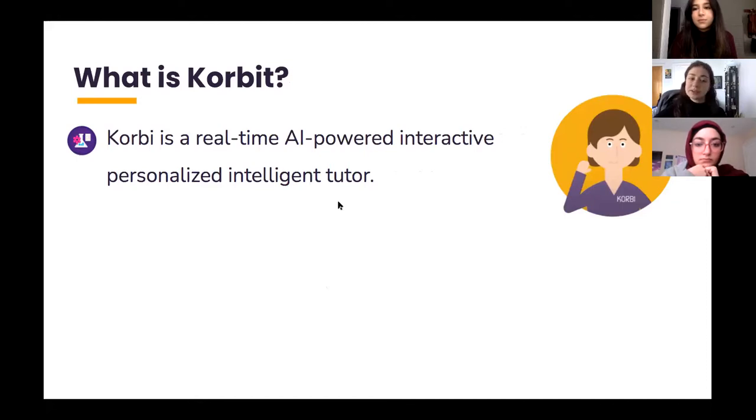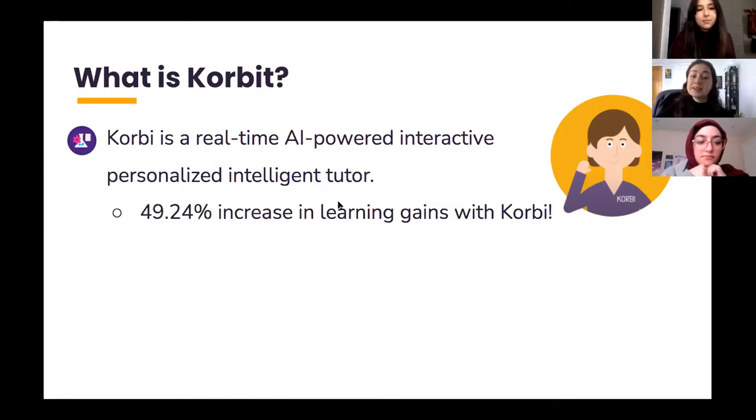In the past 3 years, Korbit Technologies has been developing a real-time, AI-powered, interactive, personalized, intelligent tutor. That's kind of a mouthful. So her name is Corby, and she has proven to make a huge difference in learning outcomes and student motivation. A recent head-to-head study comparing similar courses on Korbit and the online learning platform called Coursera showed that users studying with Korbit had a 49.24% higher learning gain relative to students using Coursera.